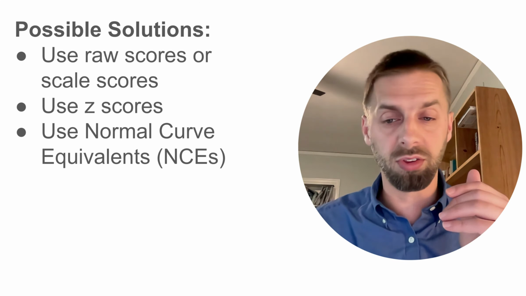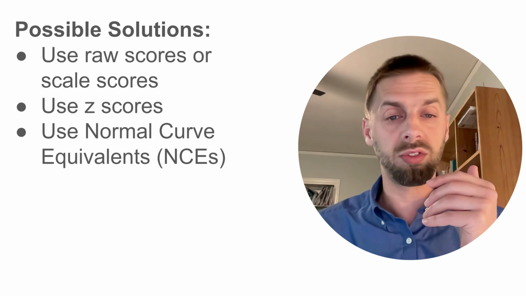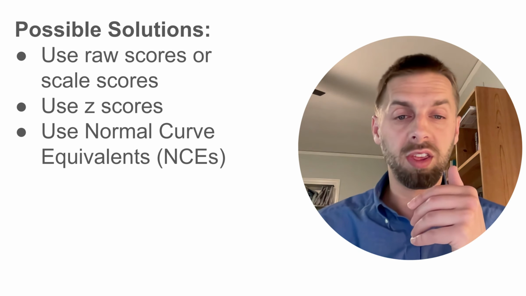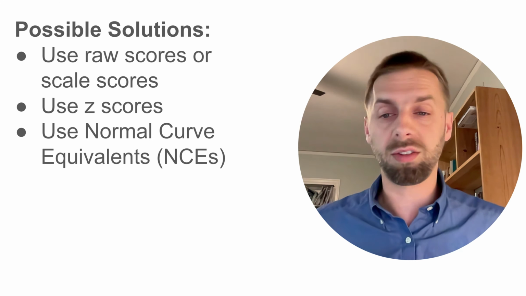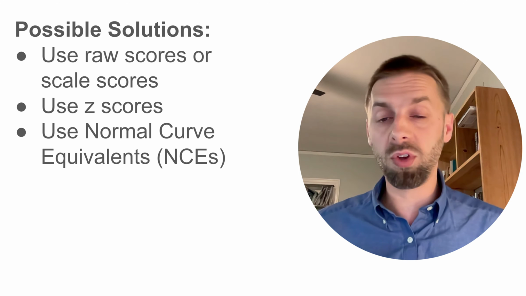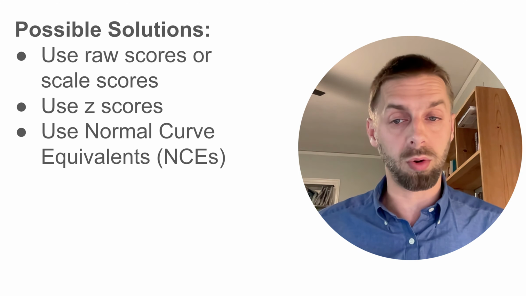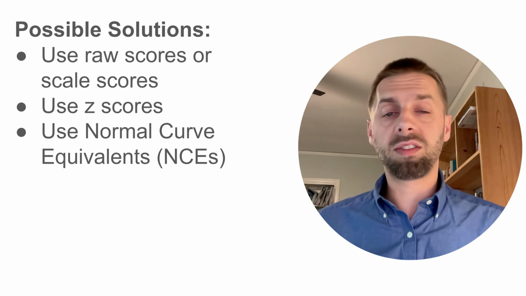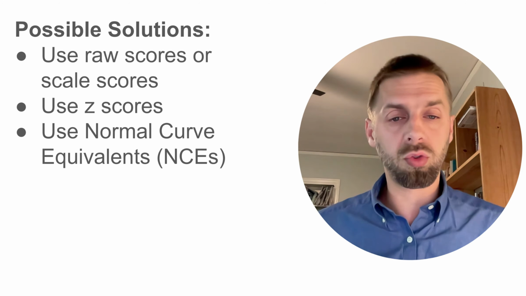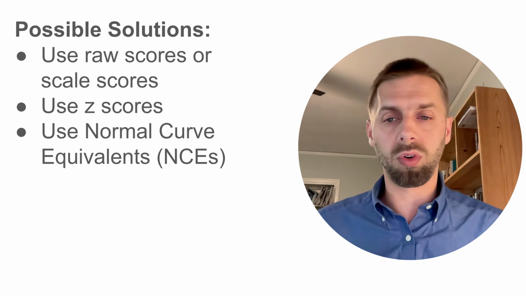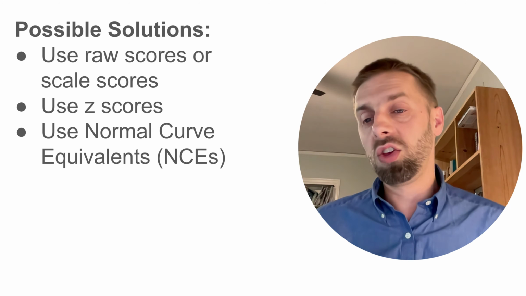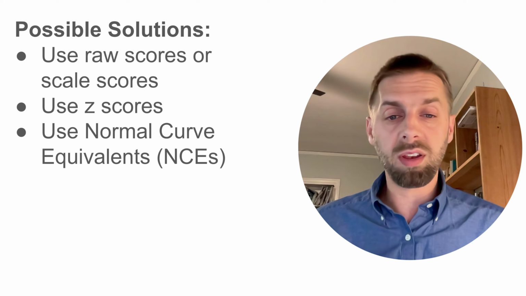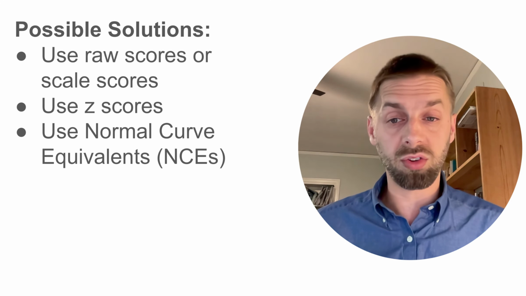So we got 3 good solutions. One is you could use raw scores. Instead of using the percentiles, just use the raw score on the test. Or if you have a scale score, that'll probably also work pretty well. Scale scores would apply more to standardized tests or something that's statewide. Using z-scores is another option. For those of you who have some sort of statistical training, you know what a z-score is.